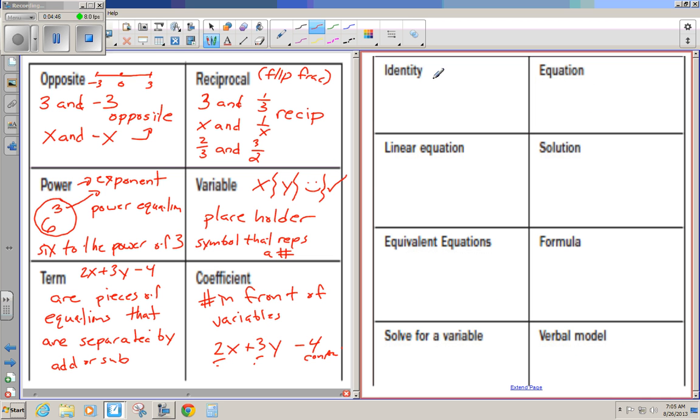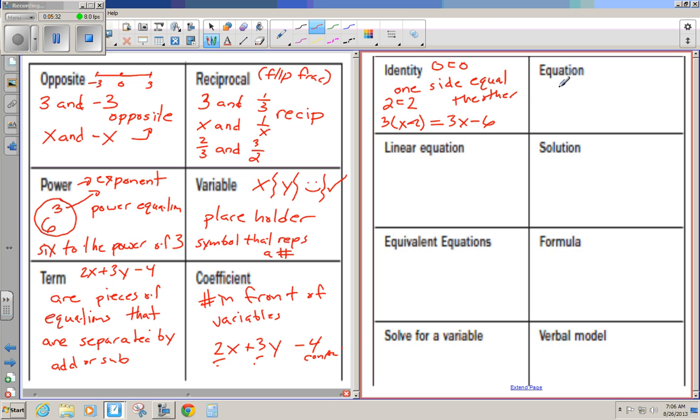Keep going here. Identity. Identities are when one side equals the other. There's additive identities, there's multiplicative identities. Basically, if you take 3x minus 2, the identity to that would be 3x minus 6. They're the same thing. You could also say that an identity is when 2 equals 2 or 0 equals 0. Anytime the left side equals the right side.